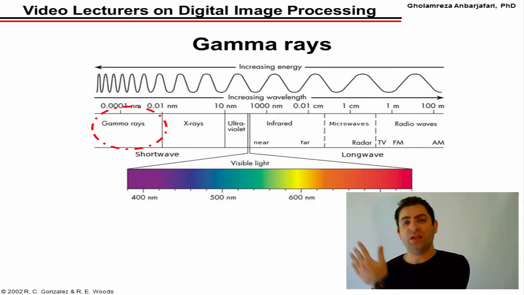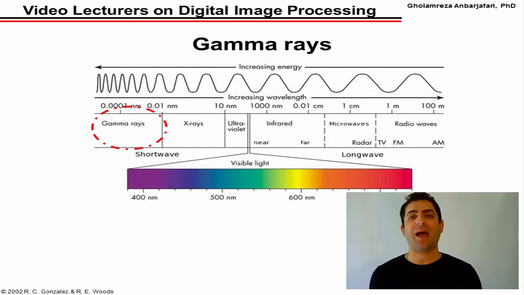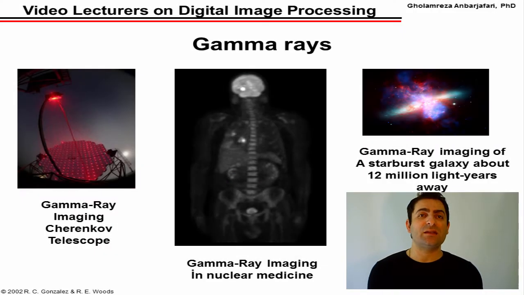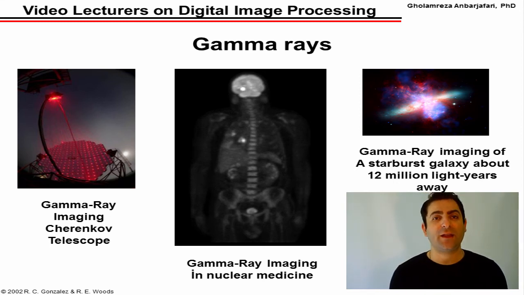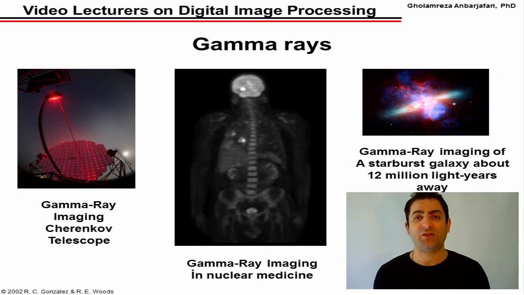Now, let's talk a little bit about gamma rays. We will go through each of these bandwidths and give some examples about them, though we will not focus on many of them within this course. Gamma rays can be used in astronomy and in medical imaging. As you can see, for instance, we have a picture of gamma ray imaging in the Cherenkov telescope, or the ones which have been used in some medical applications.